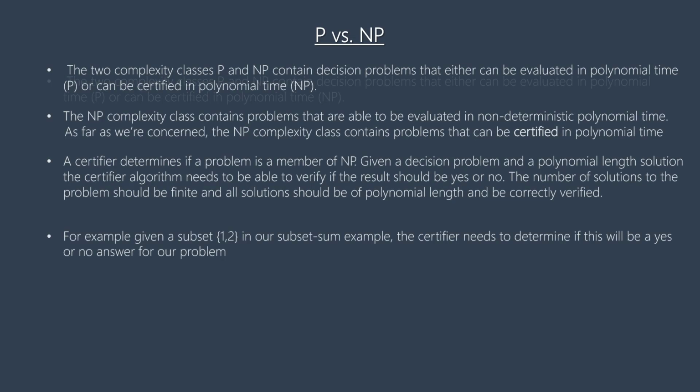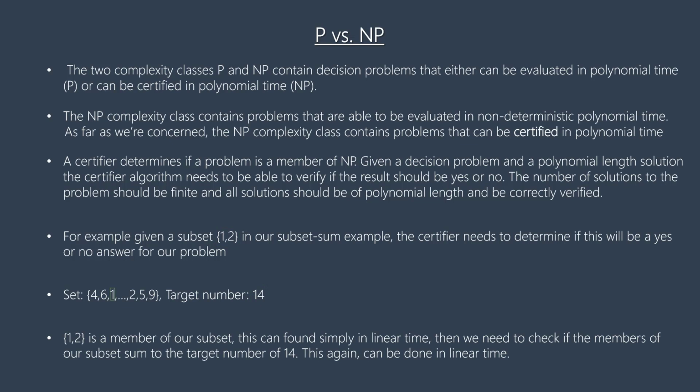Let's see how a certifier algorithm would work for our subset sum example. A solution for our subset sum algorithm will be given as a subset. The certifier must determine if that subset is in the original set and if all elements in the subset sum to the target number. For this example, it's quite easy to see how this can be done in polynomial time. Therefore, the subset sum problem is a member of NP.